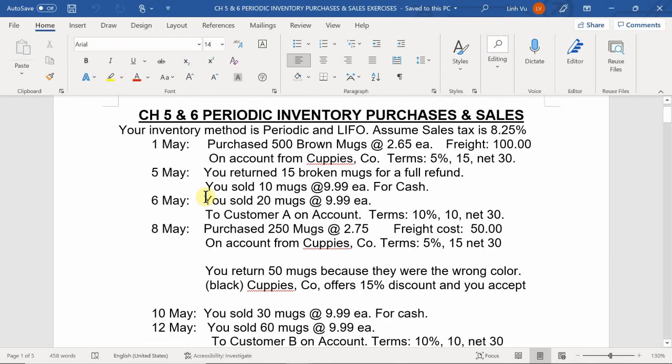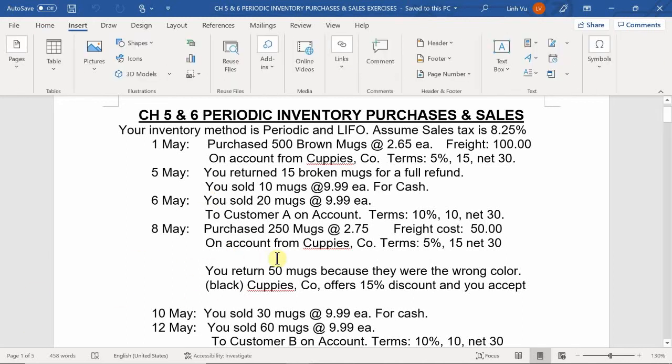Then on May 8th, I end up purchasing another 250 mugs. But I also get a 15% discount for 50 of the mugs because they were the wrong color. So I had some changes to my purchase here. But I was also given terms: 5%, 15, net 30. Did I make the discount due date here? No, because May 8th plus 15 makes it the 22nd. I already missed the discount due date period. So I do not get a discount here, but I do have changes to my accounts payable.